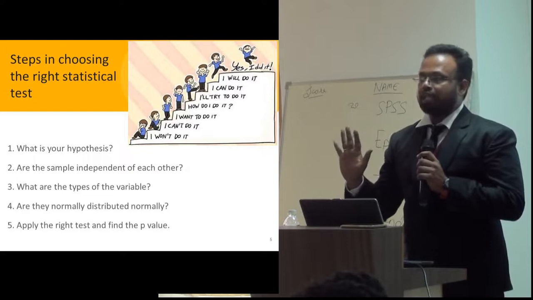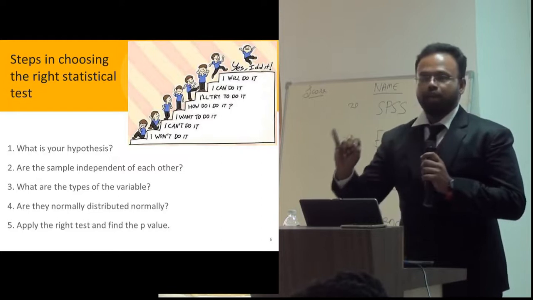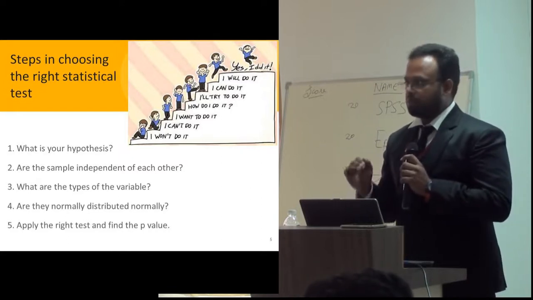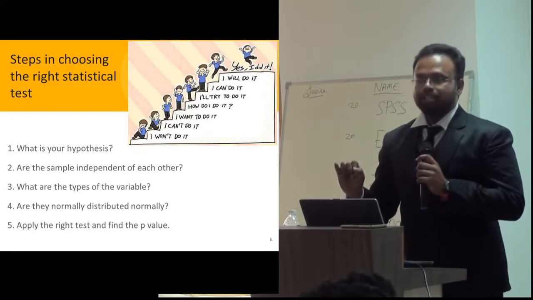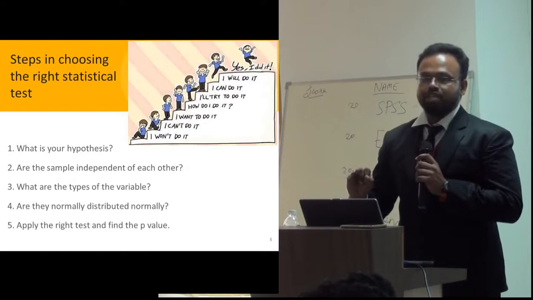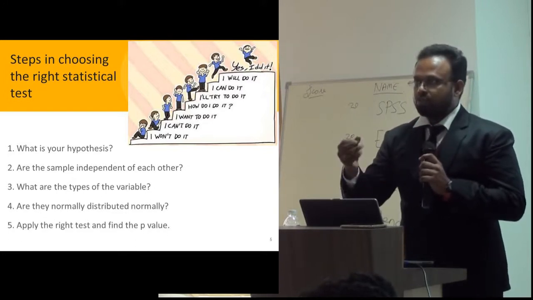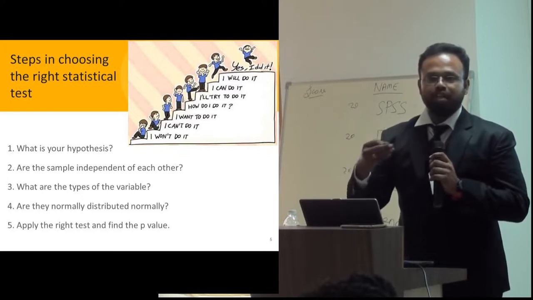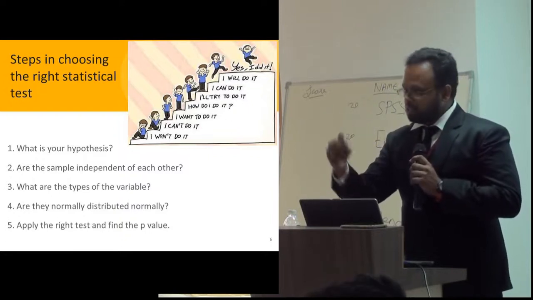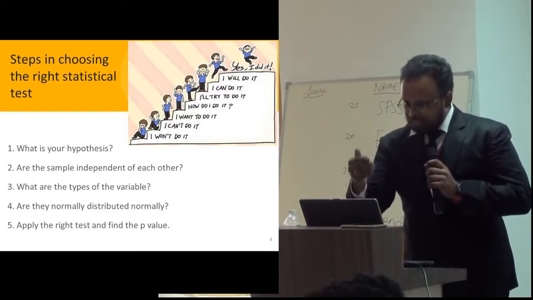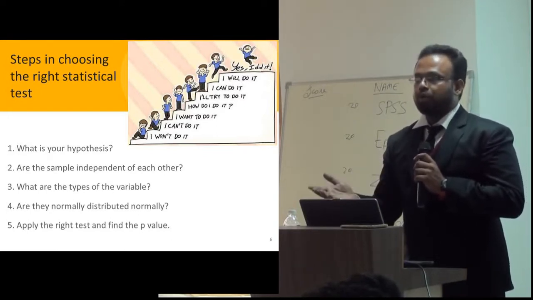These are the 5 steps in calculating our statistical test. First, what is your hypothesis? By now I think you are all very familiar with these terms. Second, are the samples independent of each other? The opposite of independent is paired. Don't worry about the complicated terms. These are the next 5 slides, and this is my entire presentation. I am going to divide these lines and make the presentation.